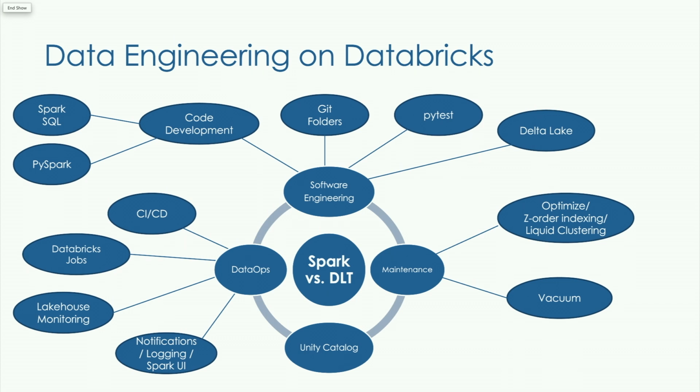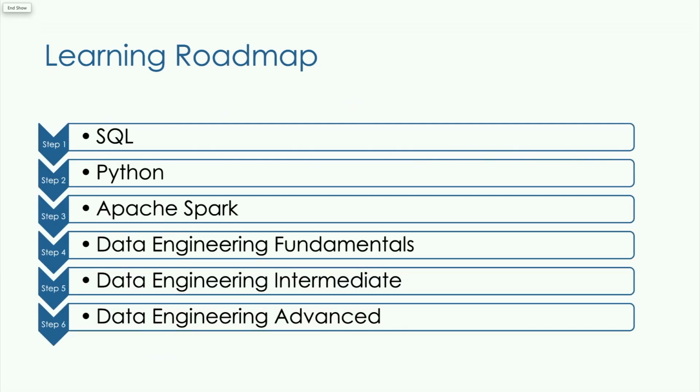So this is why having a structured roadmap may help, or should help, in learning all these skills in a progressive way, okay? So here we suggest a 6 steps roadmap, where we start from SQL till we master the advanced data engineering skills, okay?